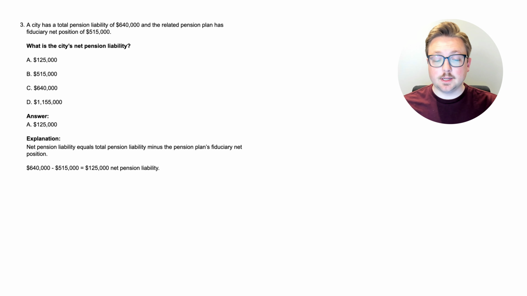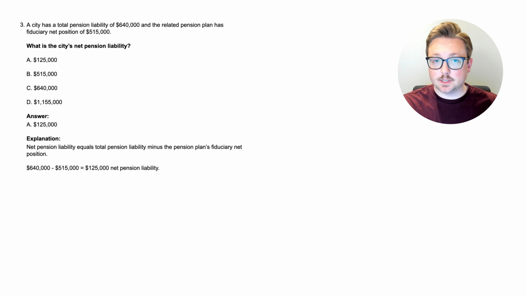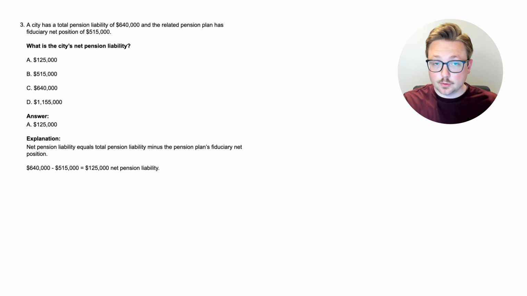Net pension liability equals the total pension liability minus the pension plan's fiduciary net position. So again, that's pretty straightforward. What's the total pension liability? It's the amount they're supposed to owe or they're supposed to cover. The fiduciary position is how much they actually have. So if you take how much they're supposed to have less what they actually have, that will give you the amount that is the net pension liability. So $640,000 less $515,000 equals $125,000. Not too difficult. Now let's go to the next question.